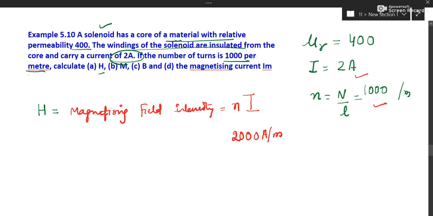Getting to the next part, we'll have to find out M. M we will find out at the end. This is induction, so say the third quantity is induction. This is mu, that is mu of the material, into H.